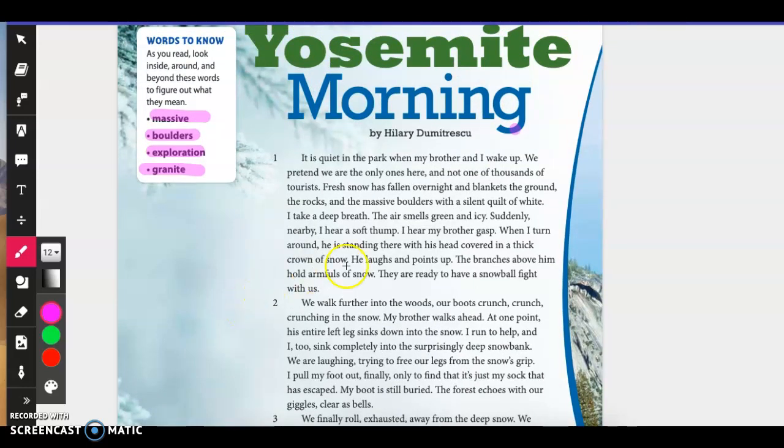Before you get started on reading, I want us to look at a couple of words, some compound words. In paragraph 1, if you look carefully, you'll see the word snowball. Go ahead and circle the word snowball. Here we go, snowball. Snowball is a compound word. That means two words put together to make a new word. So we have the word snow and the word ball. A ball made of snow is a snowball.